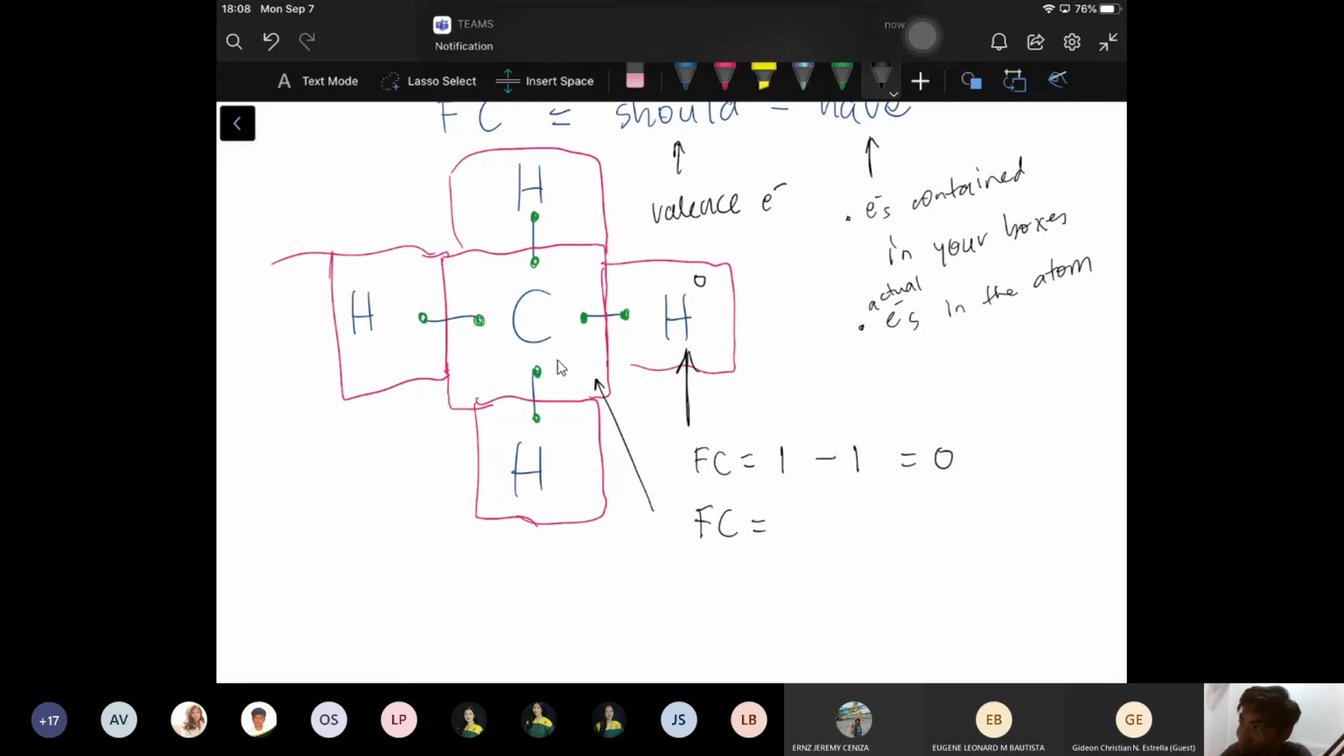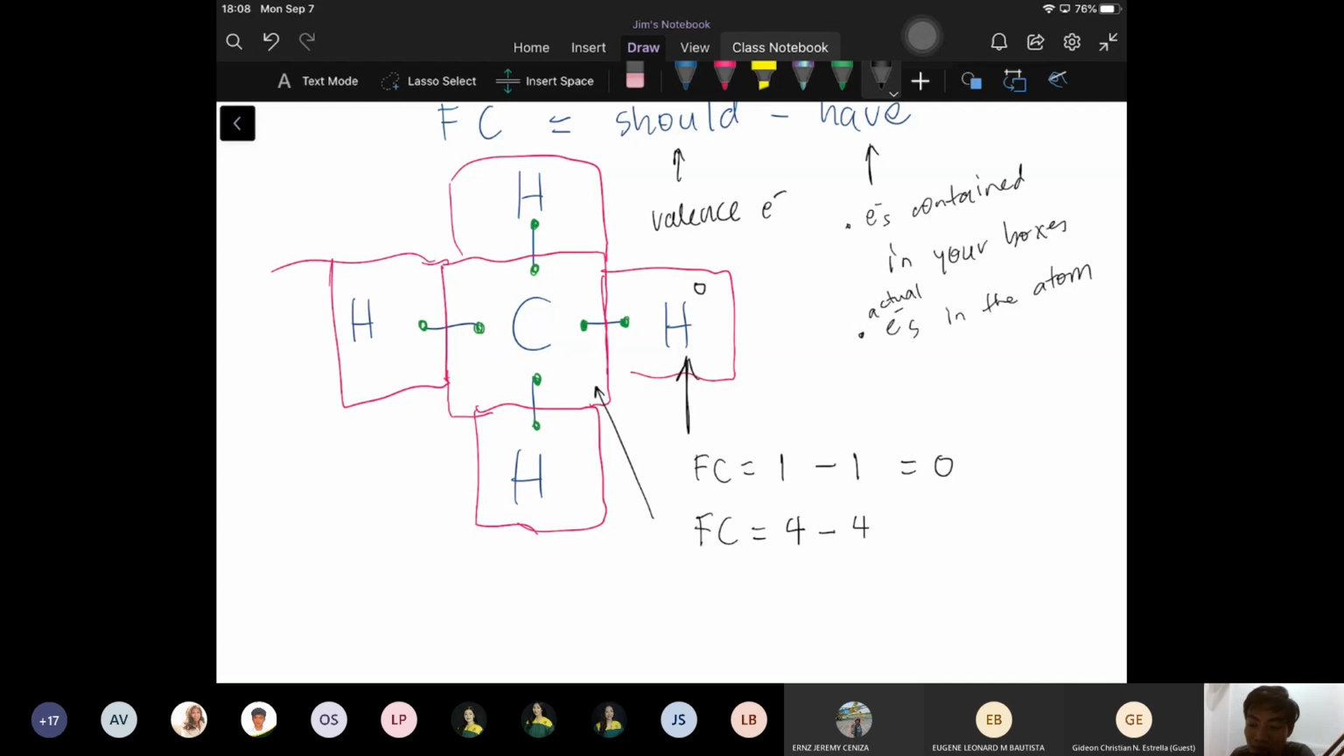So punta tayo dito kay carbon na to. Alamin natin yung kanyang formal charge. Okay. So, formal charge, should, the valence electrons of carbon is 4, di ba? Kasi group 4 siya. O yung have. Ilang electrons meron sa paligid ni carbon? Ilang dot? 1 dot, 2 dot, 3 dot, 4 dot. 4 na dots. So that means 4 electrons are located around the carbon atom. 4 minus 4, 0. So yan. That means 0 yung formal charge ni carbon. So the same is true for the hydrogens. Pare-parehas lang yan. Okay.